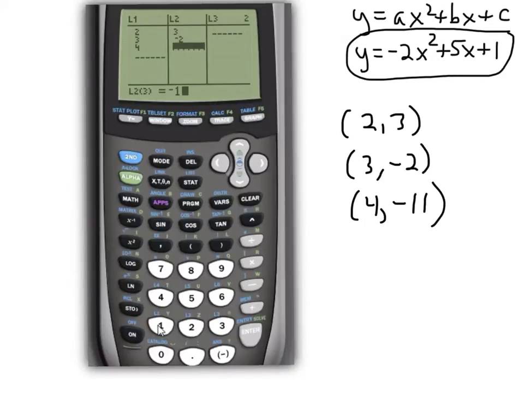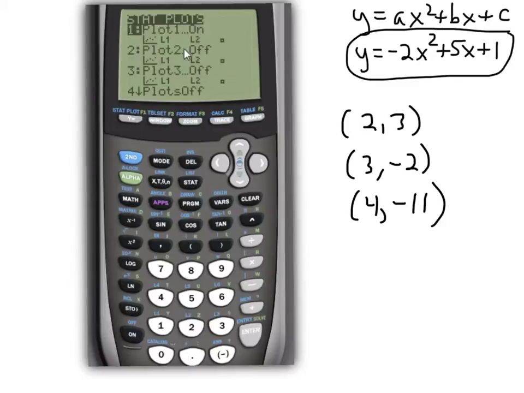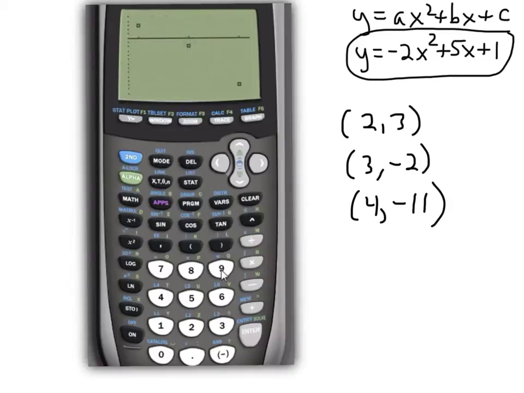And if we do a scatter plot of just those 3 ordered pairs, it'll plot them. So let me do second stat plot to make sure my stat plot is turned on. And it is, it's turned on. And then to get the scatter plot, we just do zoom and then 9. And you can see those 3 points show up.